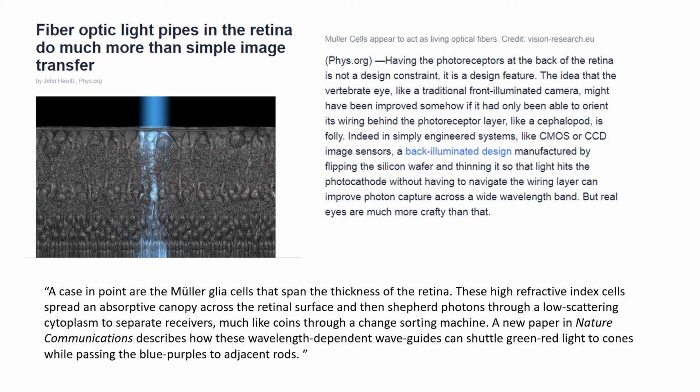Further work has shown that these cells do much more than simply passing the light back to the rods and cones without distortion. Here is a blurb from the organization physics.org. And by the way, I want to make it clear that these are purely scientific publications. Nobody here has a design or theistic agenda. And let's look in some detail at what they're saying.